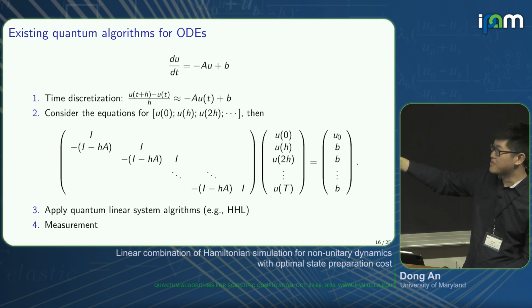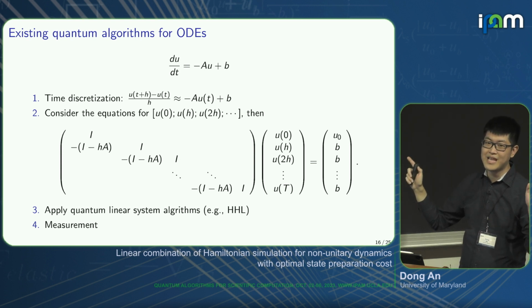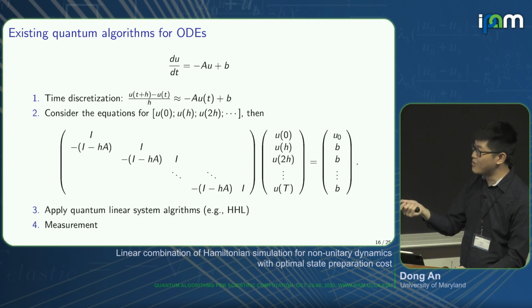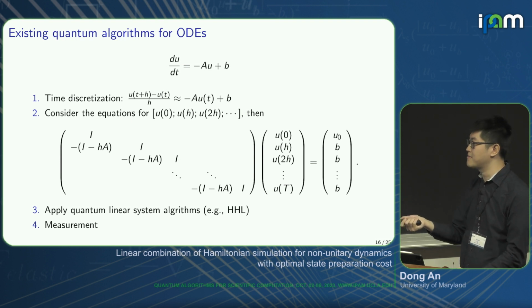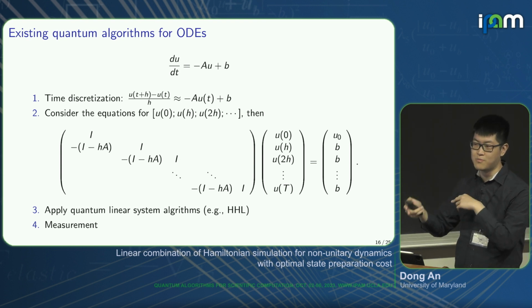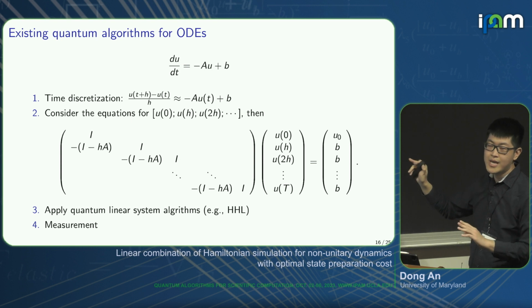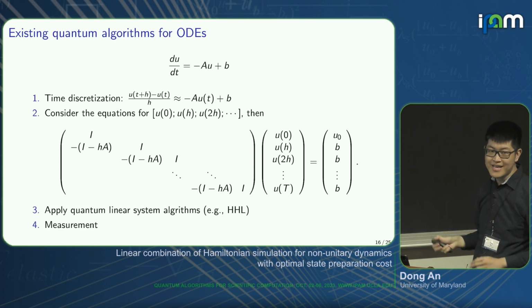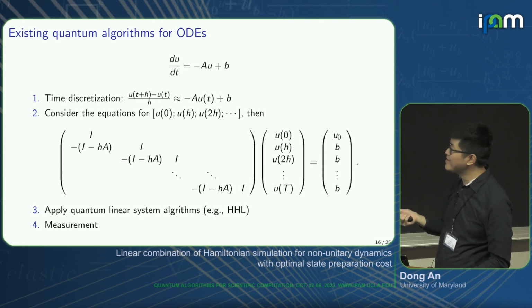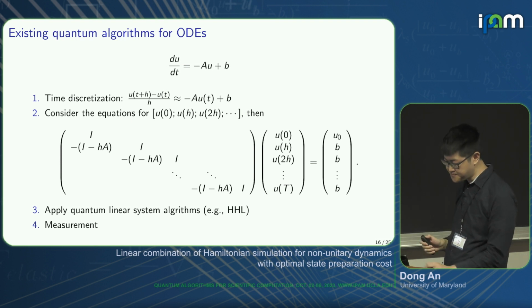This is the general approach, and of course there are many different types of algorithms. The difference is really how we do the time discretization and how we apply the quantum linear system algorithm. We can use some high order discretization to make the entire algorithm high order. This is a really powerful approach, but it has its own computational overhead. The overhead is really the high state preparation cost.